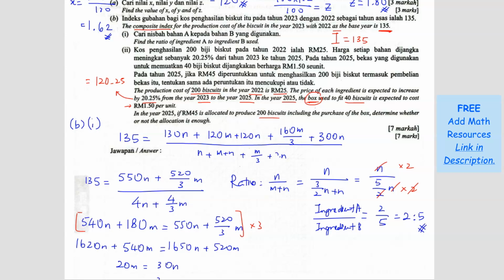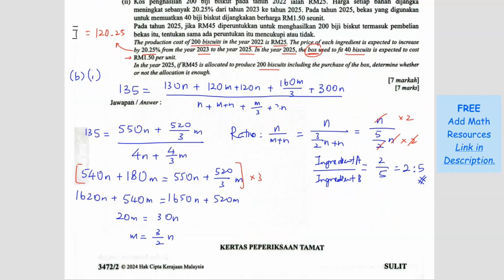Production cost of 200 is okay. So we have the price index for, actually this is not a price index, this is a composite index, because it is for the whole, to make the whole biscuit, right? Not just each ingredient. So okay, what we can do is like this.